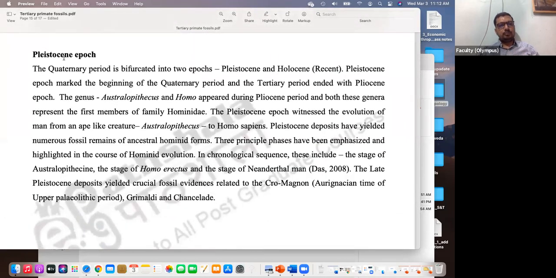So next we move on to the Pleistocene or Quaternary period. Here we are moving from 1.5 to 1.6 unit. So here we're talking about the Pleistocene epoch, which is part of the Quaternary period, right? We talked about Quaternary as two epochs, Pleistocene and Holocene. Holocene is the most recent one, as I was telling you already.